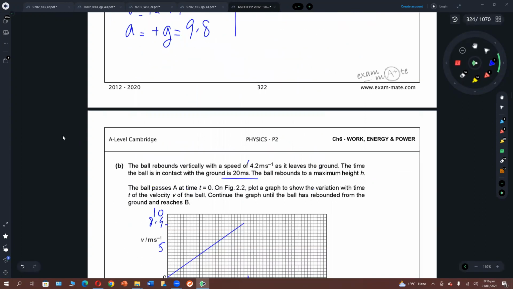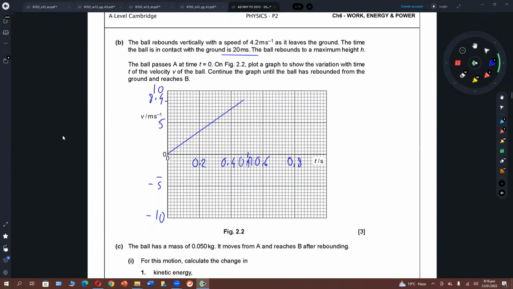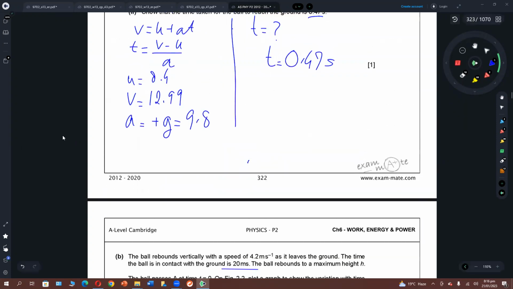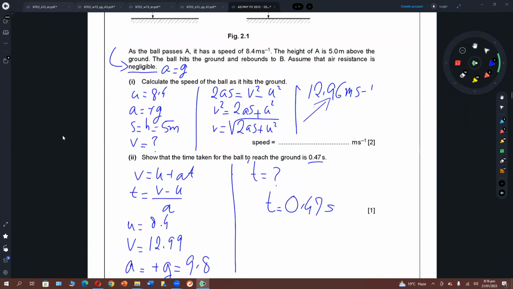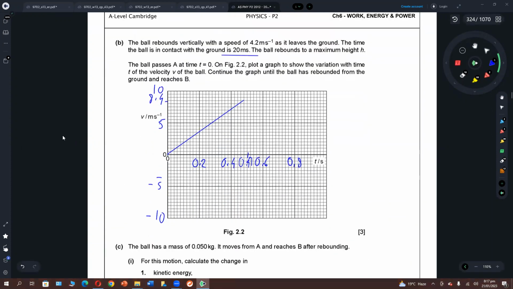We need to make a correction, I think, because the ball passes A at t equal to 0. I think we have to make a correction because this number 12.96 is not coming in my way. The scale I made will have a problem with 12.96. I have to change the scale because 12.96 will be a problem. So I'm changing the scale. I'm putting here 10 and here 20, minus 10 and minus 20.